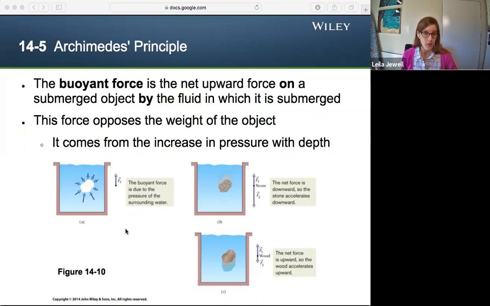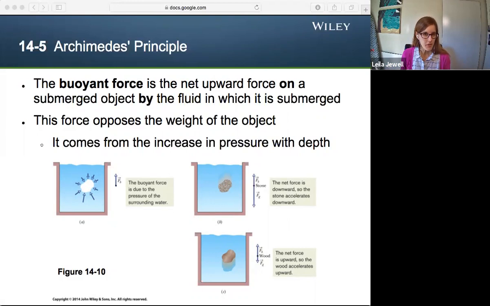Now, the buoyant force doesn't always mean things are going to move upward. The beach ball moves upward, but if we instead put a rock or a stone in the pool, then the buoyant force would still be upward, but the weight of the rock would be greater. The net force would be downward, so the stone would accelerate down to the bottom of the pool. Similarly, if we put a chunk of wood, it's much like our beach ball. It has a greater buoyant force than the weight of the wood, and so the wood would accelerate upward, and it would rise to the top.